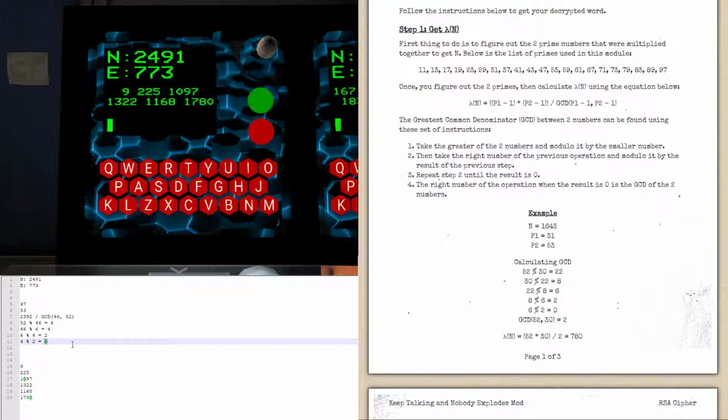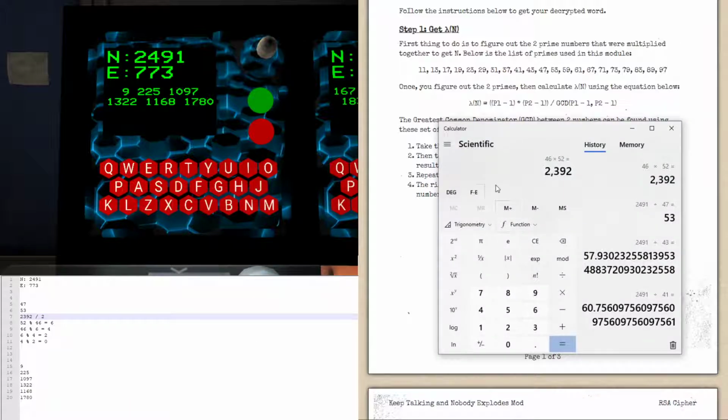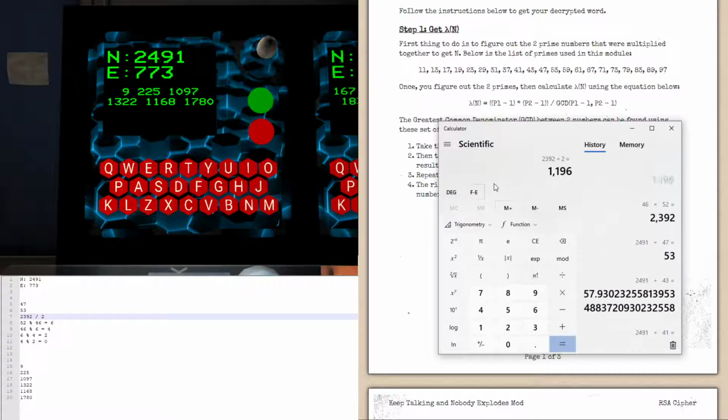And the greatest common divider is the value right in this spot, which is the right number of the last operation when the result was 0. So now we know that the greatest common divider is 2. I'm going to take this value, divide it by 2, and I'm left with 1,196. This is lambda n.